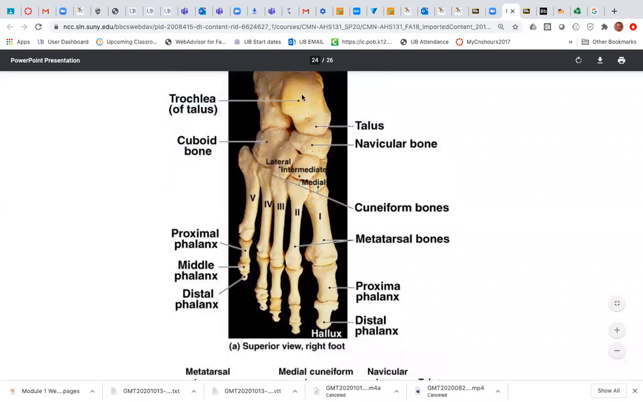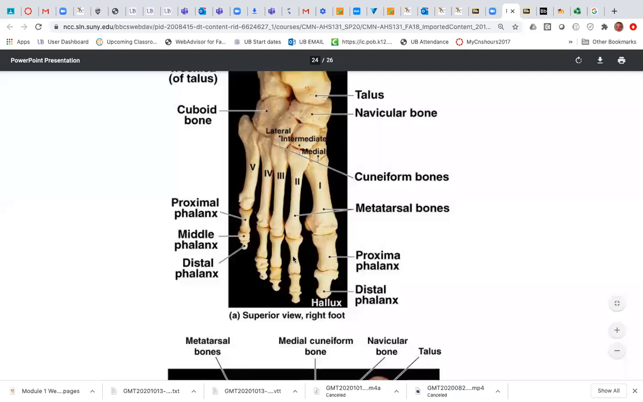Okay, so 7 tarsals, 5 metatarsals, and then 14 phalanges. Proximal, middle, and distal, proximal, middle, distal, proximal, middle, distal, proximal, middle, distal, but the great toe only has a proximal and a distal. Okay, if you're ever asked on an exam, what is this?